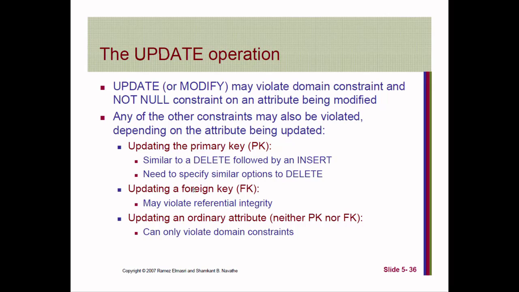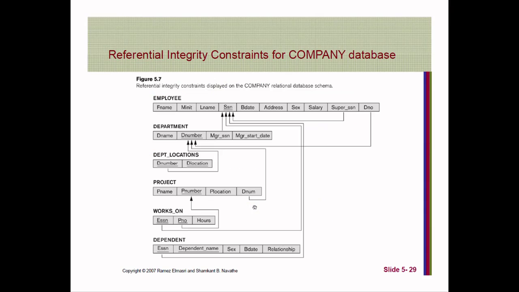When you are trying to update a foreign key, then along with domain constraint, it may also violate referential integrity constraint. So let's give an example again from the schema that we looked at before. D number, as we know, is a foreign key. It is referencing the D number of the department table. Now let's say in an update operation, the user is trying to update the employee's D number from 1 to 10. So he is changing the D number of a particular employee from 1 to 10.